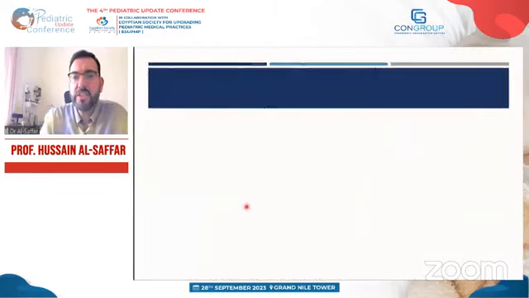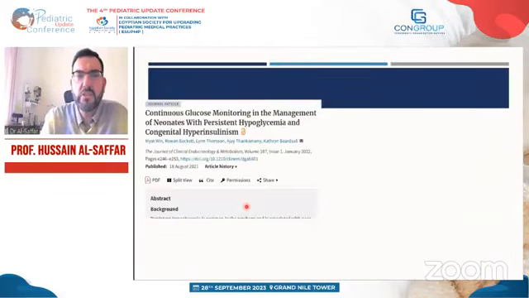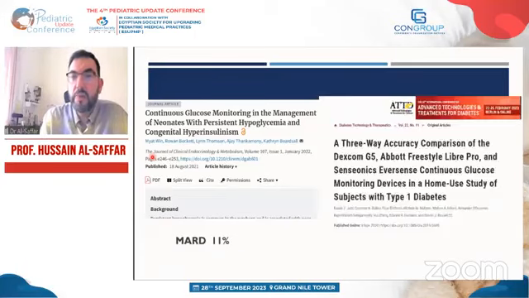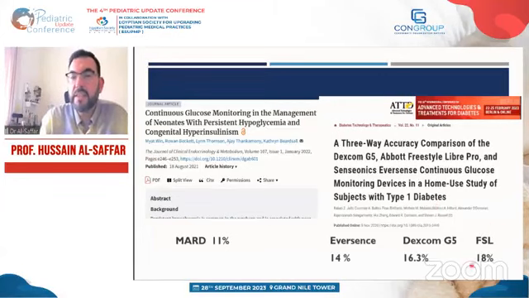Later on, researchers started working on this area. Continuous glucose monitoring and management of neonates with persistent hypoglycemia, congenital hyperinsulinemia, by Mayat Win in 2021, found the mean absolute relative difference is down to 11%. And there is another study published in Diabetes Technology and Therapeutics, again from 2020, a three-way accuracy comparison of Dexcom G5, the FreeStyle Libre Pro, and the Eversense. In MARD, the FreeStyle Libre was similar to our study. Dexcom was slightly better, but Eversense was even better.